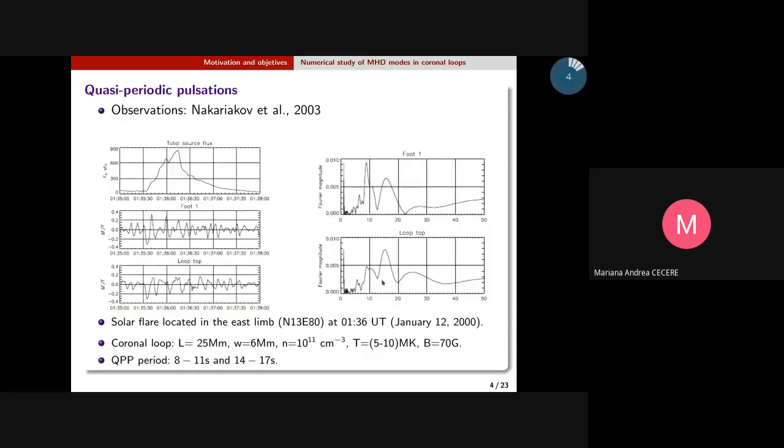They calculate the Fourier transform and they obtain two main characteristic periods. One of them is between 8 to 11 seconds and the other between 14 to 17 seconds. They estimate a coronal loop of this length, this width, this density, this temperature, and this magnetic field, and they conclude that the wave that produces this period must be a fast MHD wave.